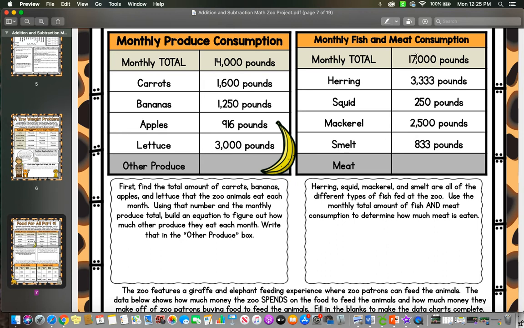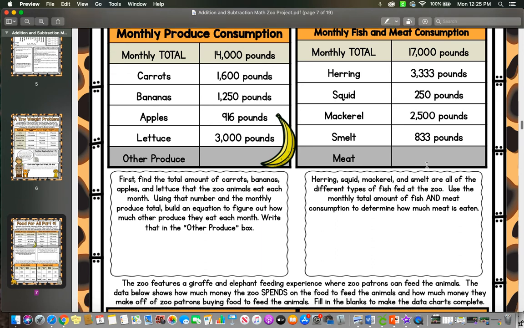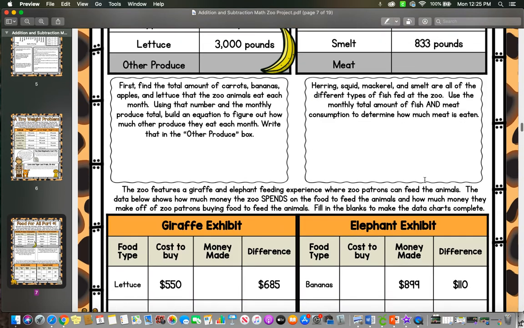And this one is the monthly fish. Herring, squid, mackerel, and smelt are all of the different types of fish that are needed to feed the zoo. So these are all the types of fish. What's left over, the part that you don't know, is the meat. You have the monthly total, which is 17,000. You have the fish, and you're going to find out what part is left over, how many pounds are left over, and that's going to be representative of the meat that is ordered at the zoo each month.